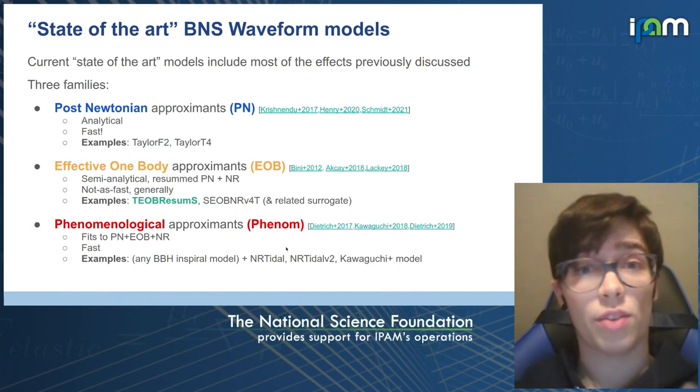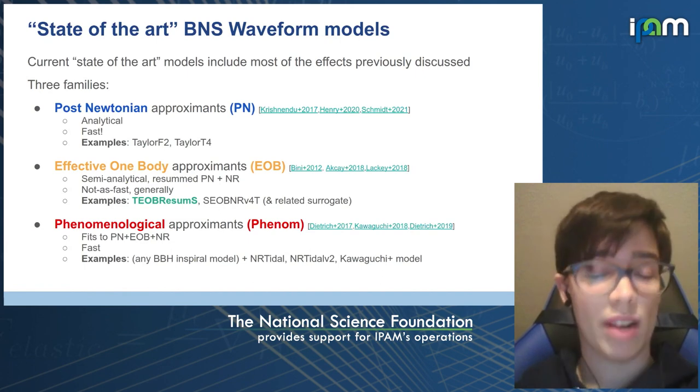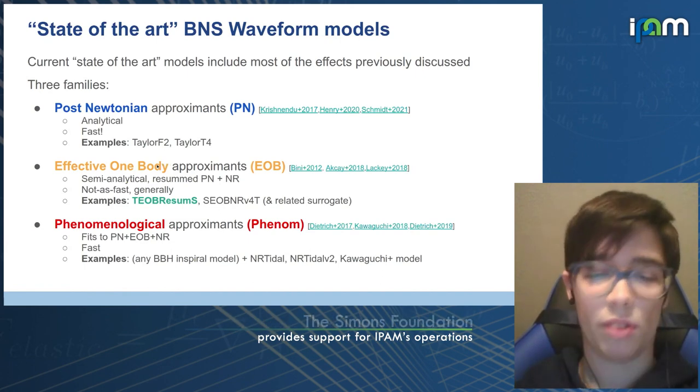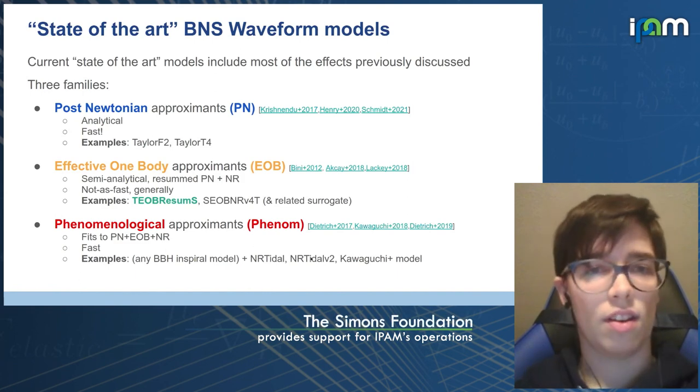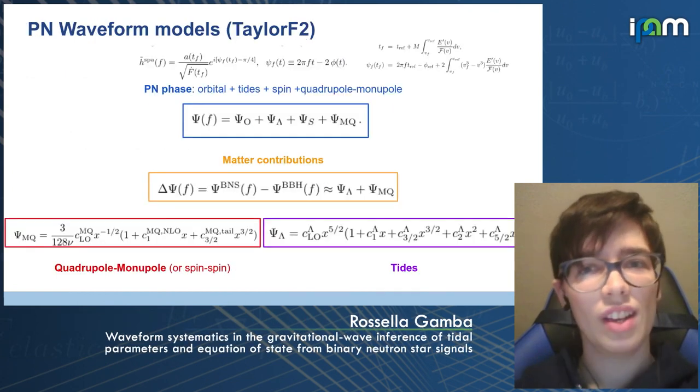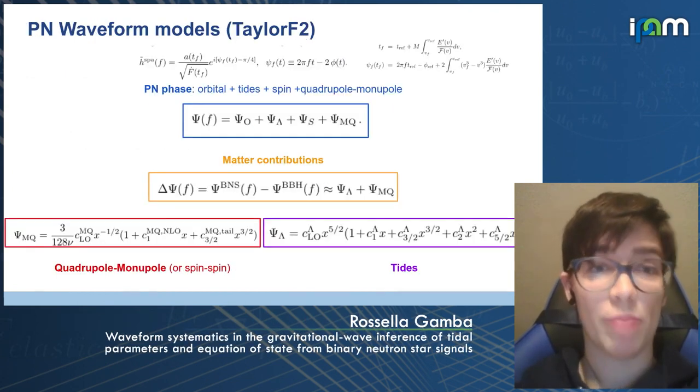And the cool thing is that you can attach them to any kind of binary black hole point mass model that you want. So in principle, you can also take an effective one-body point mass and attach to this an NRTidal description, and there you have it. You have your binary neutron star model. So let's look into this a bit more in detail.